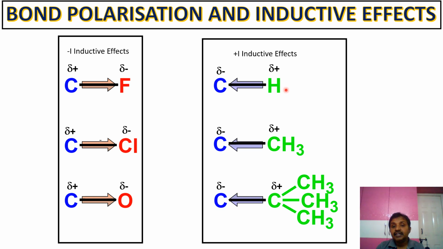Here, with the increase in the number of hydrogen atoms, only a single hydrogen atom is supplying electrons towards this carbon atom, whereas here, as the number of hydrogen atoms increases, the positive inductive effect increases.